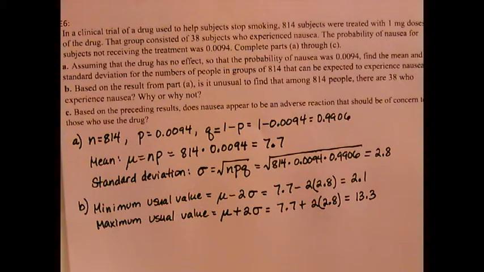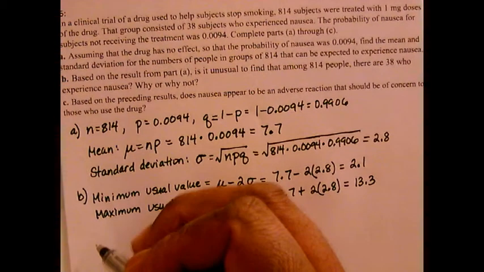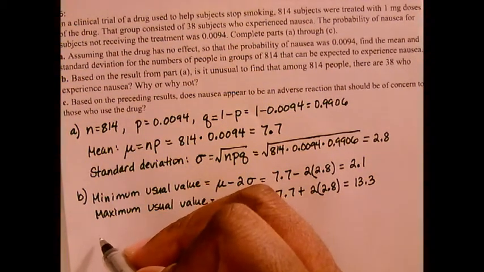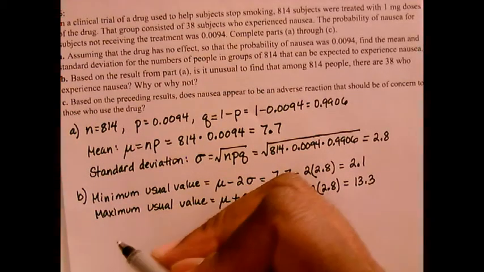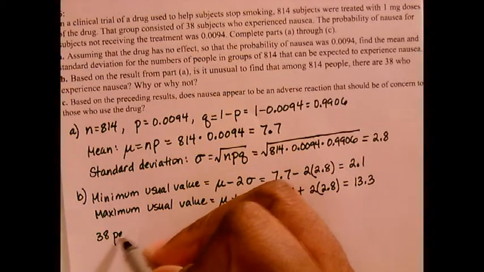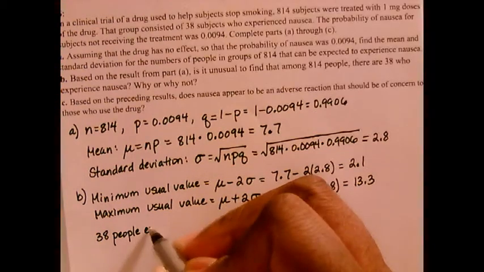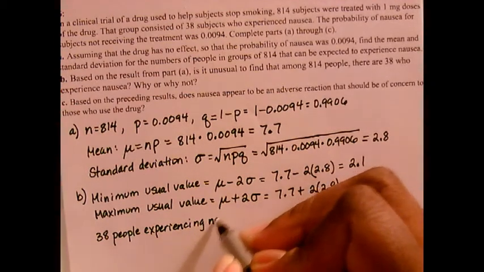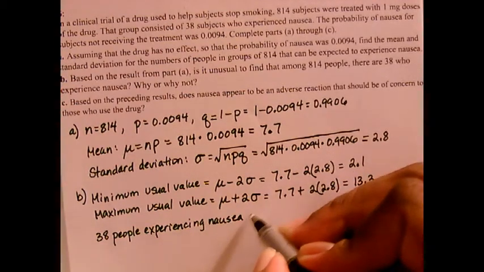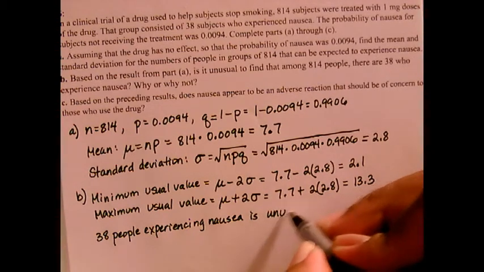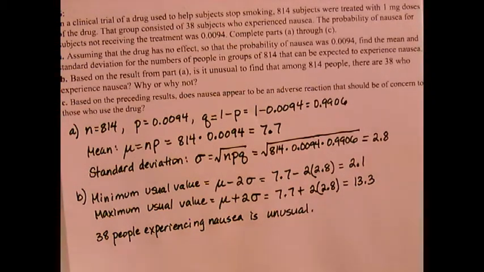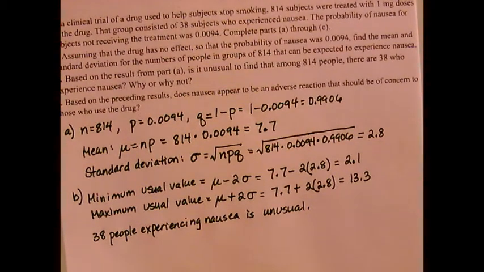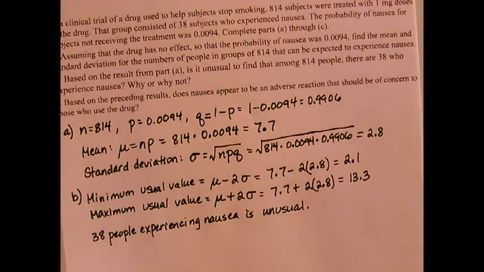Now, we're dealing with 38 who experience nausea. Well, the number 38 is outside these two limits here, so it would be unusual. So in this case, 38 people experiencing nausea from a drug is unusual, because the number 38 is on the outside of those limits of 2.1 and 13.3.